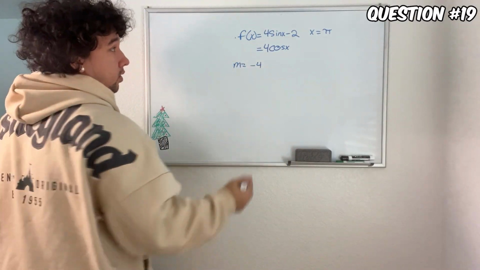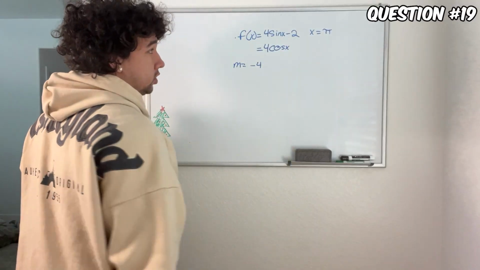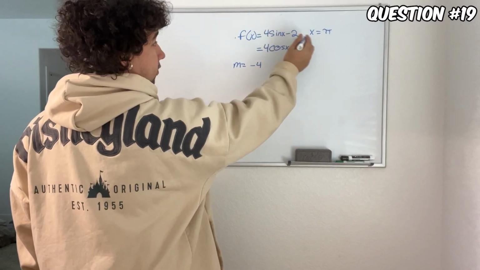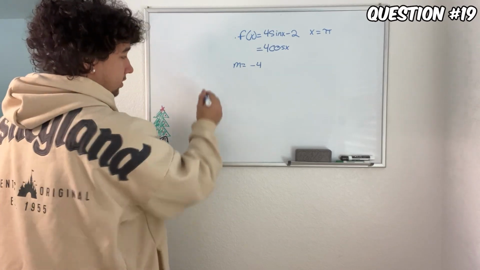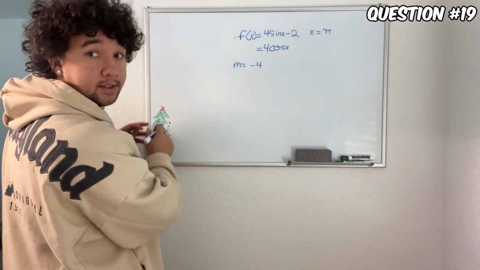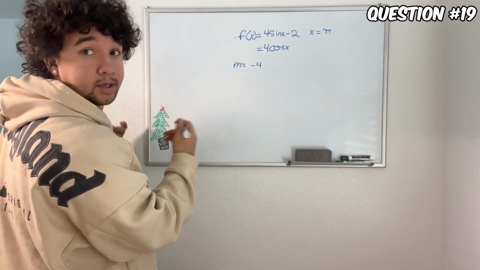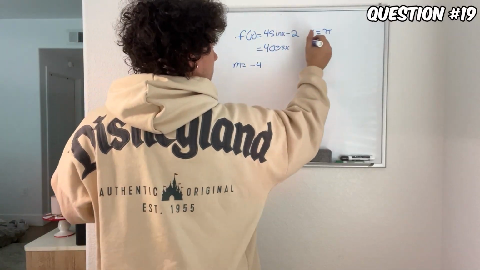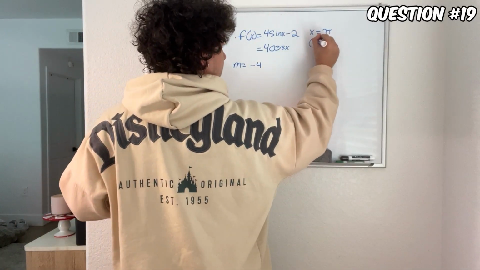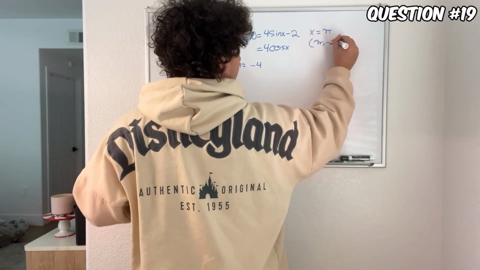Now I need a point. So I'm going to plug it back in. So I'm going to plug in pi. I'm going to get 4 times, well, sine pi is 0, for the same exact reason, right? We're on that side there. Sine hasn't gone up or down because I'm on the x-axis. 4 times 0 is 0, minus 2 is -2. So in other words, my point is at pi, comma, -2.